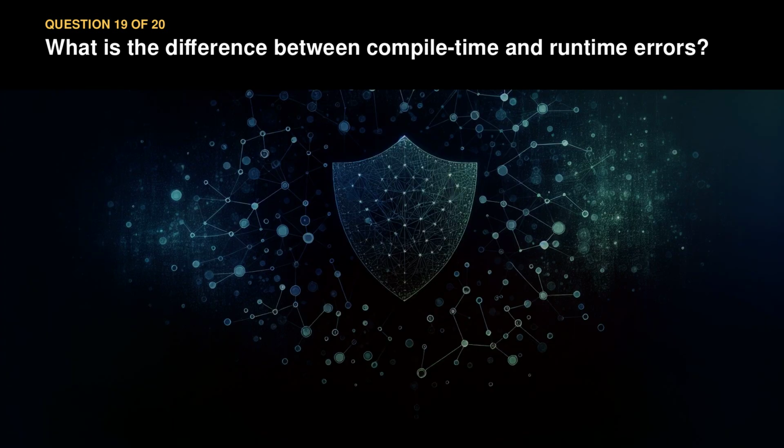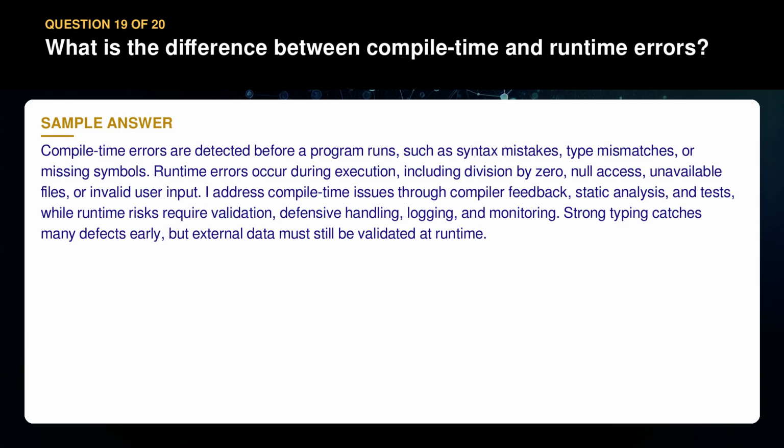Question 19. What is the difference between compile time and runtime errors? Compile time errors are detected before a program runs, such as syntax mistakes, type mismatches, or missing symbols. Runtime errors occur during execution, including division by zero, null access, unavailable files, or invalid user input. I address compile time issues through compiler feedback, static analysis, and tests, while runtime risks require validation, defensive handling, logging, and monitoring. Strong typing catches many defects early, but external data must still be validated at runtime.